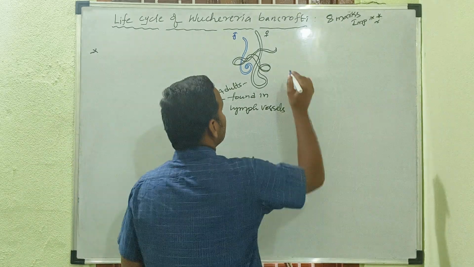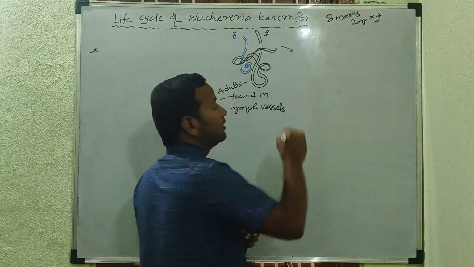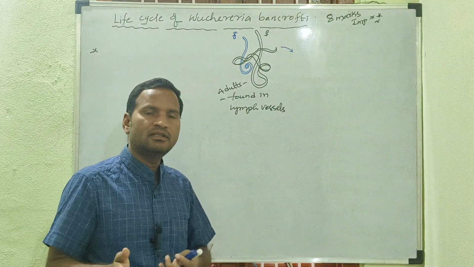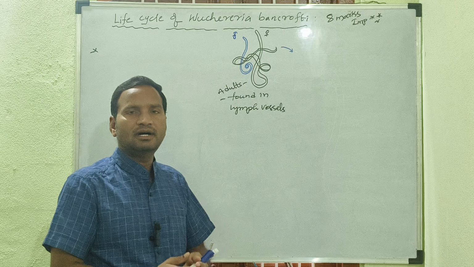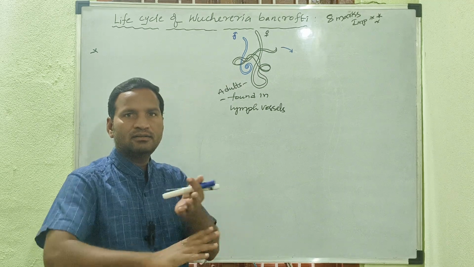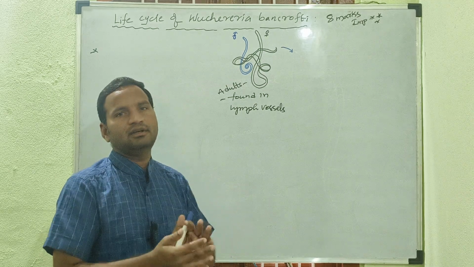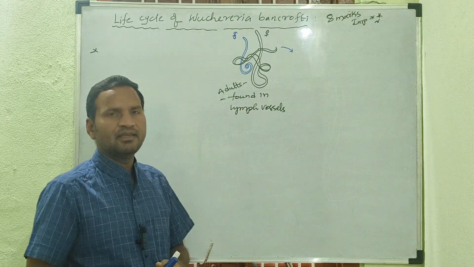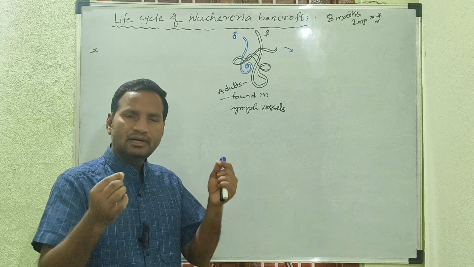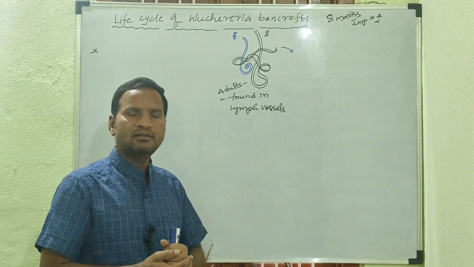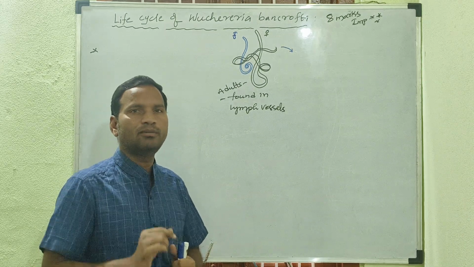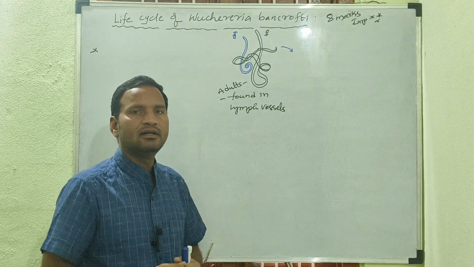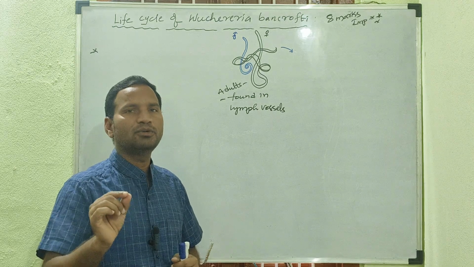Then in the next step, they copulate in the lymphatic vessels also. Why? Because they are found wound around each other, coiled together. This is actually a coiled together structure. So in the lymphatic vessels they copulate. After copulation, the female releases a larva. The larva is called the sheathed microfilaria larva.